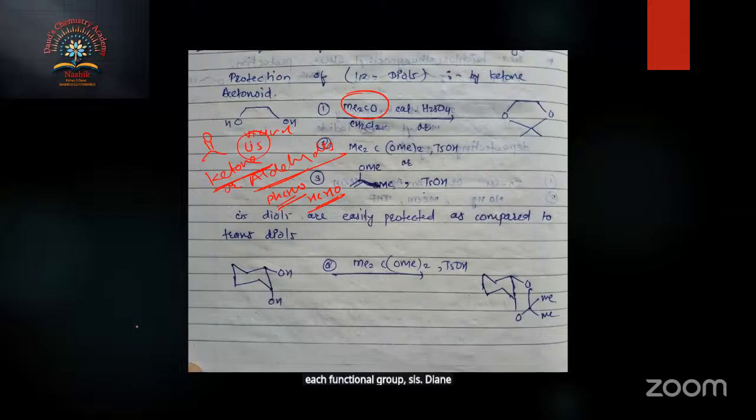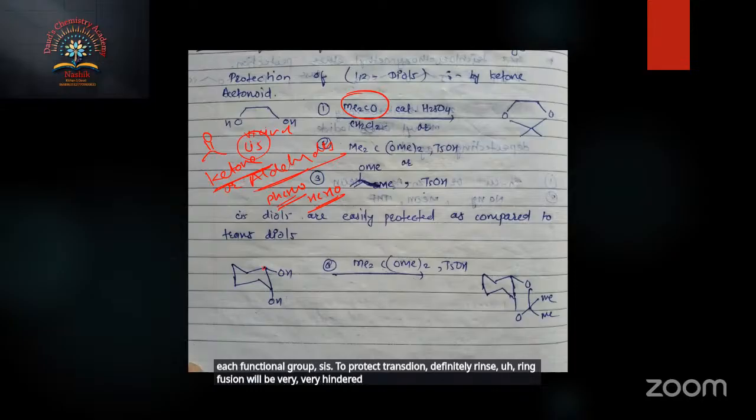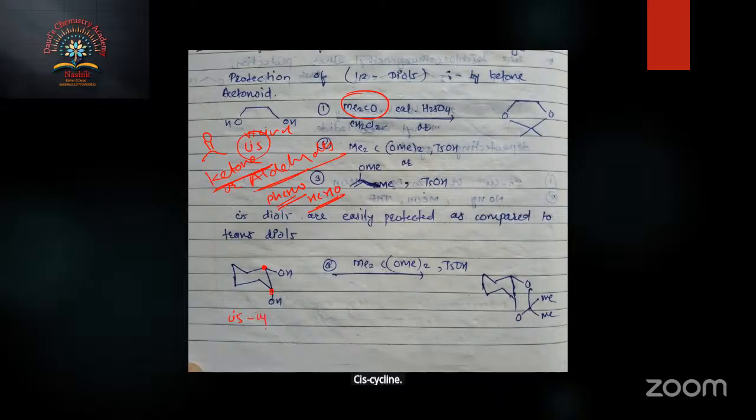To protect a trans diol, definitely the ring fusion will be very, very hindered. See, we have this example over here. Cis cyclohexane-1,2-diol, right? So for protection purpose, we have used a ketal rather than acetone, we have used ketal in acidic condition. So it will protect this cis 1,2-diol.